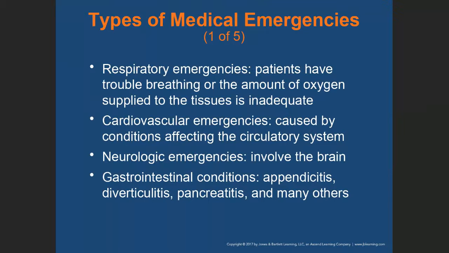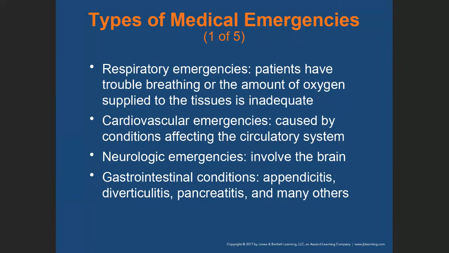Respiratory emergencies. So we'll be looking at respiratory emergencies. This is patients who have trouble breathing or the amount of oxygen supplied to tissues is inadequate. We'll be looking at cardiovascular emergencies, which is caused by conditions that affect the components of the circulatory system, whether that is the blood vessels or the heart itself. We'll be looking at neurologic emergencies. This is specific to complications with the brain.